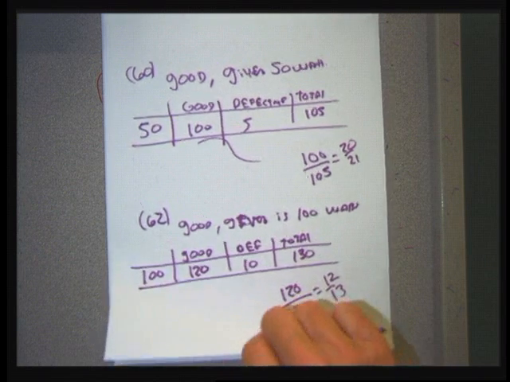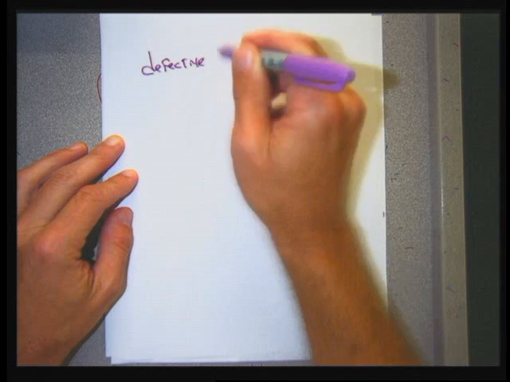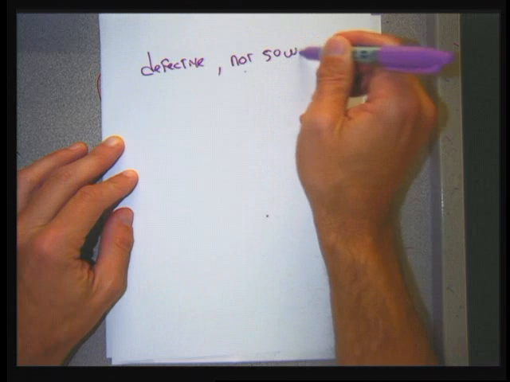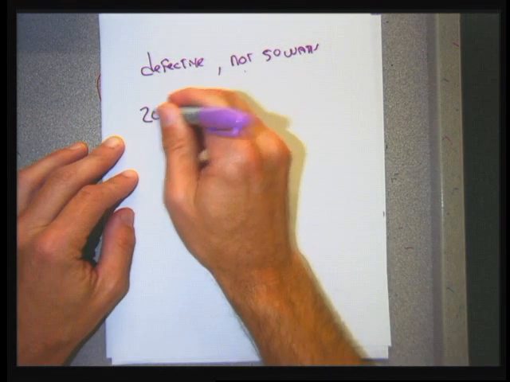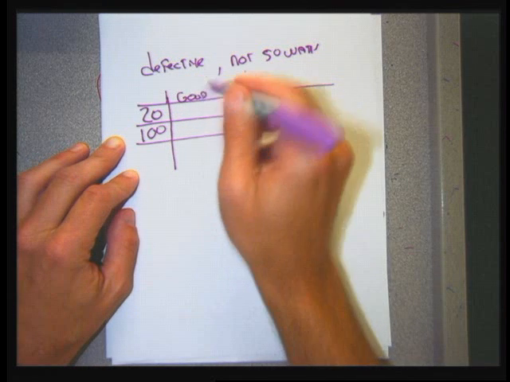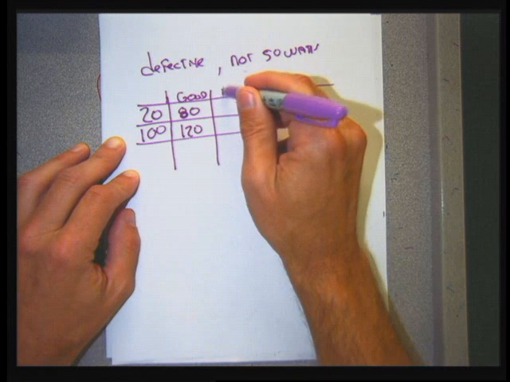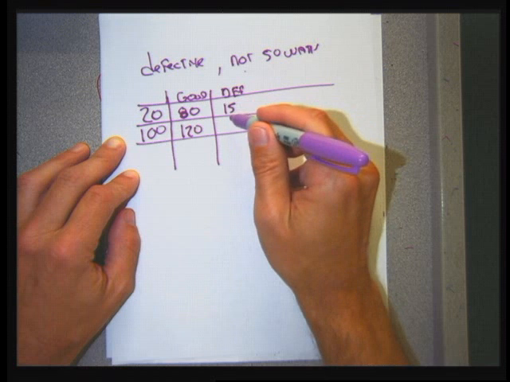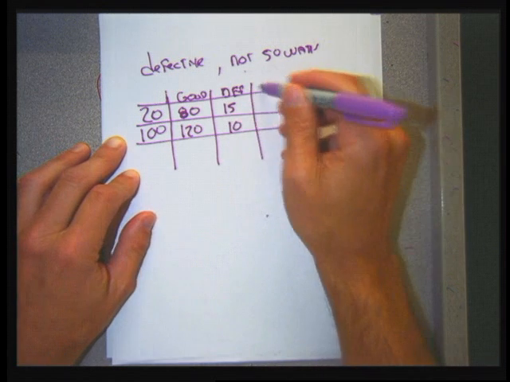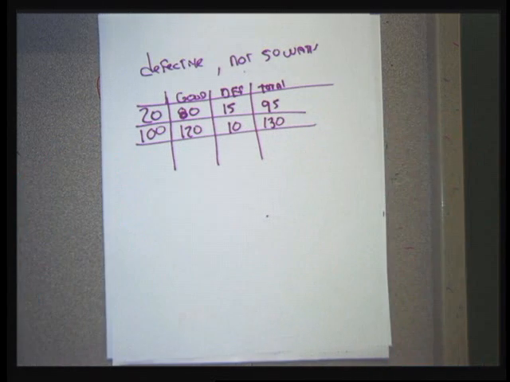So for 63 and 64, I've got to do a bunch more work because it's asking me to look at 2 lines as opposed to 1 line. So 64 says, what's the probability that it's defective? And it says, given it's not 50 watts. So the part of the table I can look at is the 20 watt or the 100 watts, because those are not 50 watts. And of those, there's some good ones. There's 80 good 20s, 120 good 100s. And of the 20, there are 15 defectives, and of the 100, there's 10 defectives. And then the total, there's 95 20s, 130 100s. So I'm supposed to look at that portion of the table.